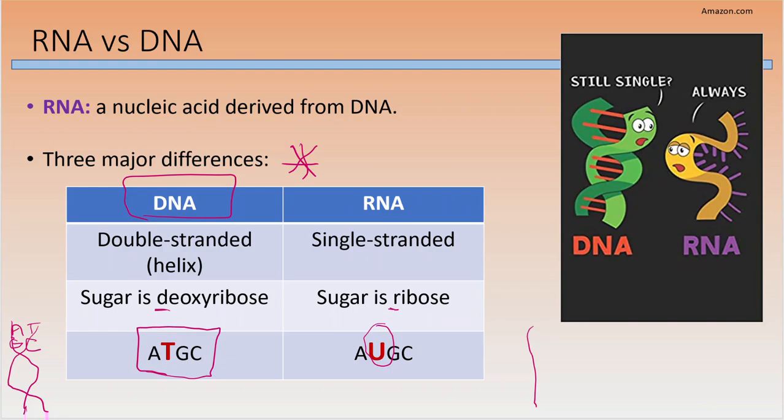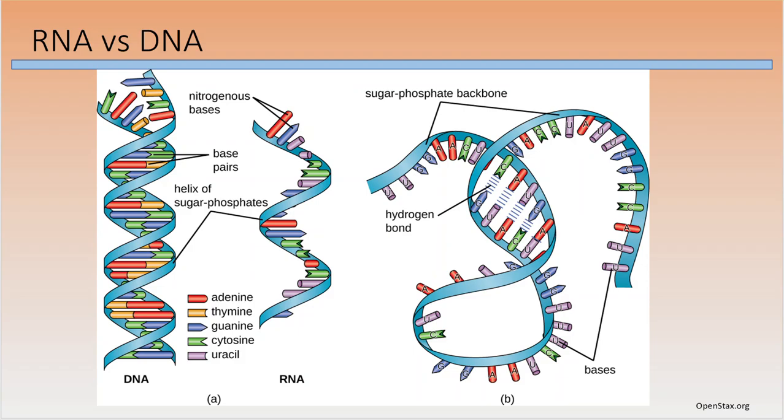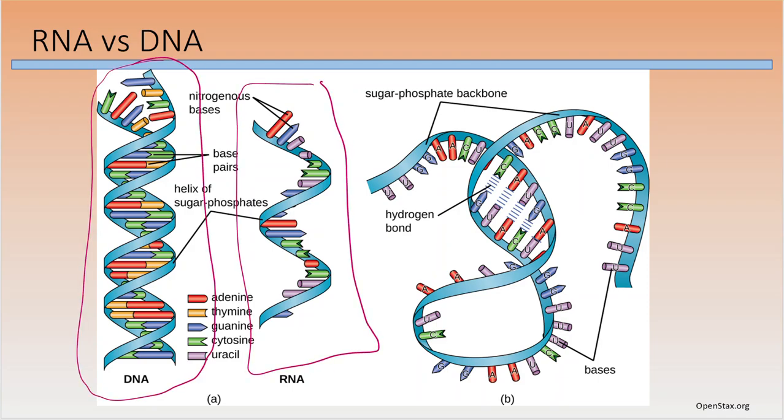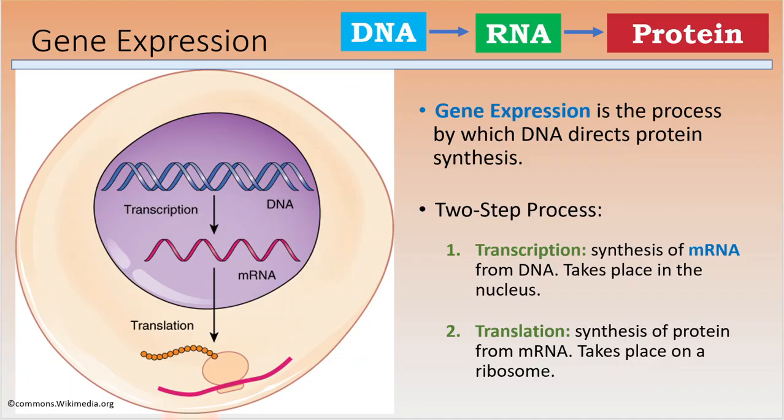RNA is going to be key in making proteins, but of course, it's going to be key only because it's derived from your DNA. And so you can see here, this is a DNA molecule. This is an RNA molecule. The RNA molecule is going to be made from the DNA molecule using complementary bases. And we're going to see how this works.